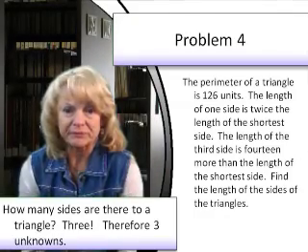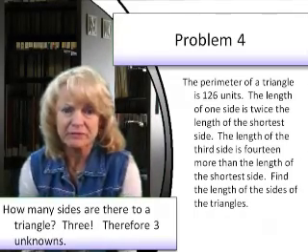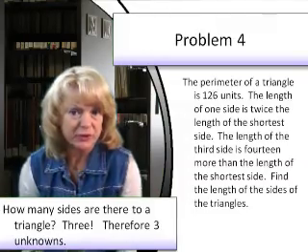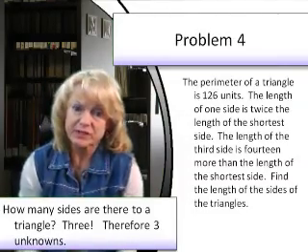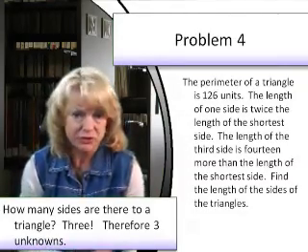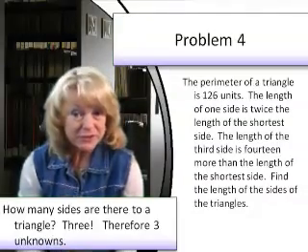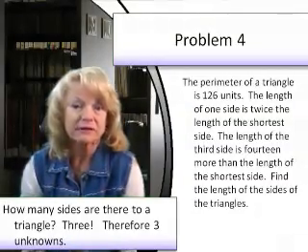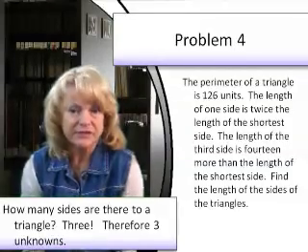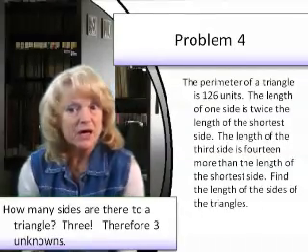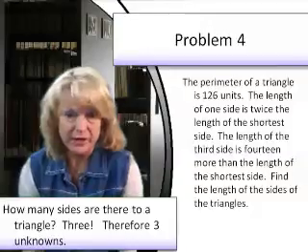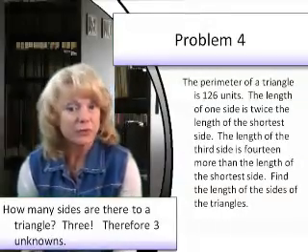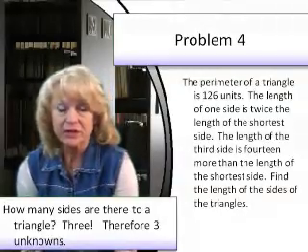And here's our fourth problem. The perimeter of a triangle is 126 units. The length of one side is twice the length of the shortest side. The length of the third side is 14 more than the length of the shortest side. Find the lengths of the sides of the triangle. How many sides are there in a triangle? 3, therefore we have 3 unknowns.